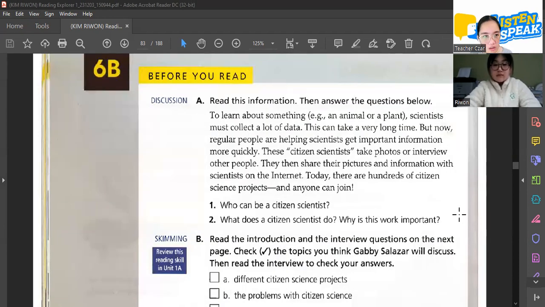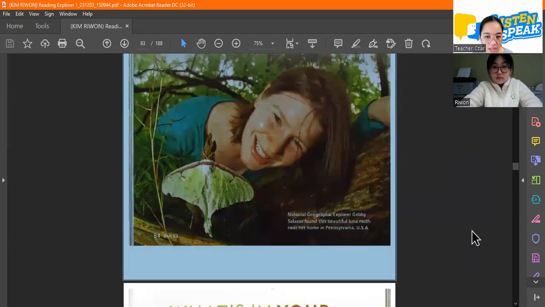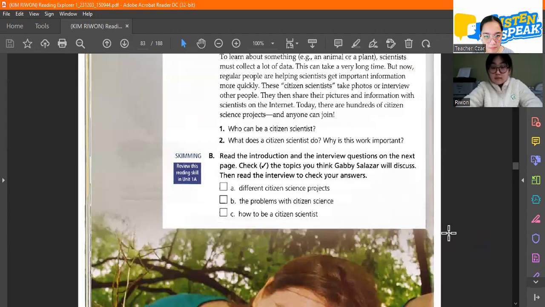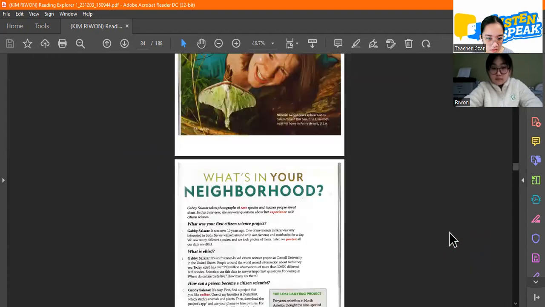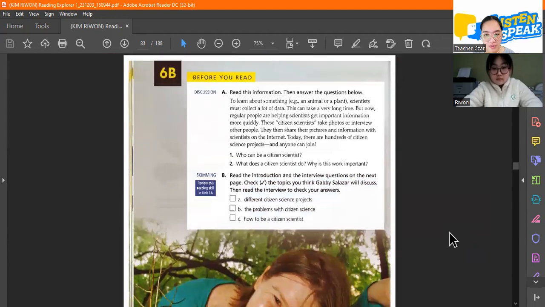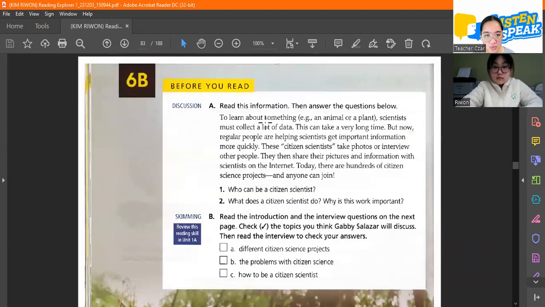So this one is, I think, the new topic. Yeah, new topic about something about neighborhood. Yes. So here we will be having first a discussion. So read the information, then answer the question below. Can you read this one first?